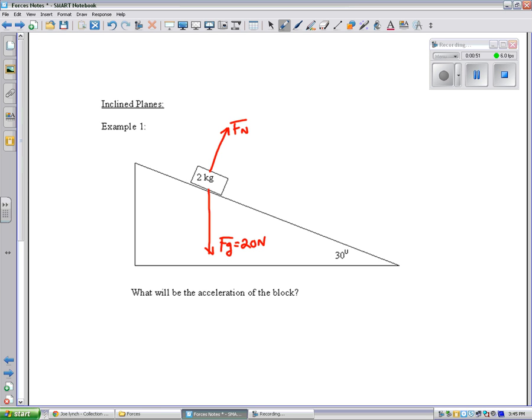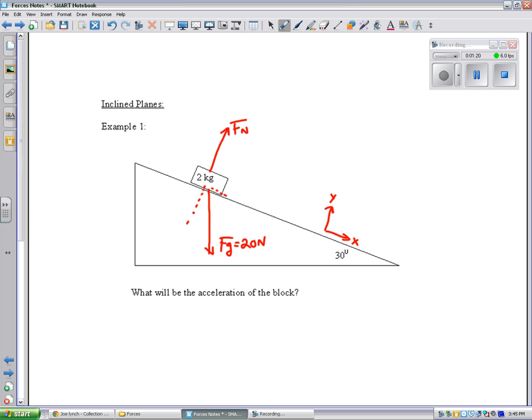Okay? Now, the trick to these problems is I know it's going to go in this direction. So I'm going to call this my x direction, and y is always perpendicular to x. So I'm going to call that my y direction. So now I have to look at my forces. Fn is perpendicular to the plane, so Fn is a y force. Okay? Fg is not perpendicular to the plane, and it's not parallel to the plane. Okay? It's a little bit of both.